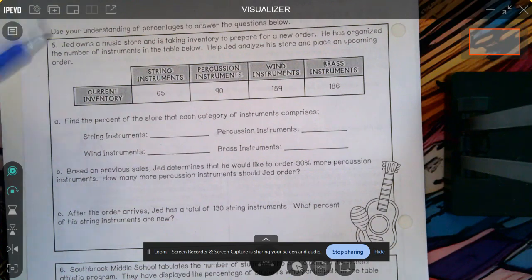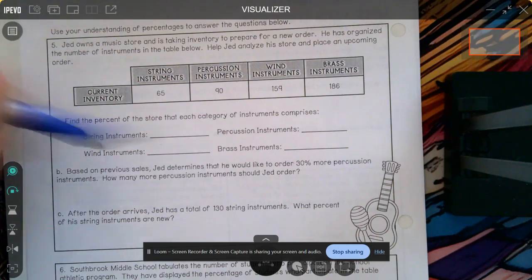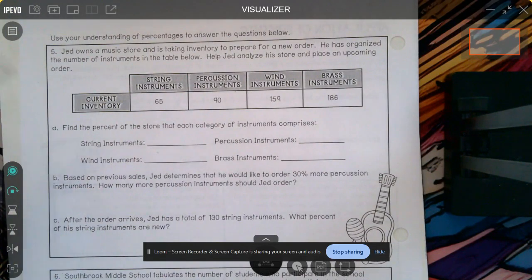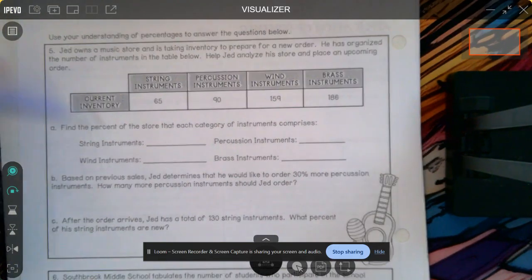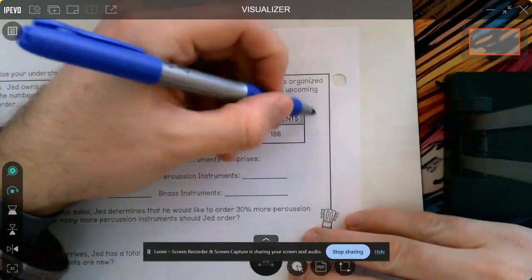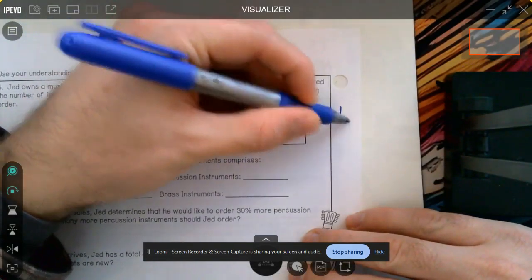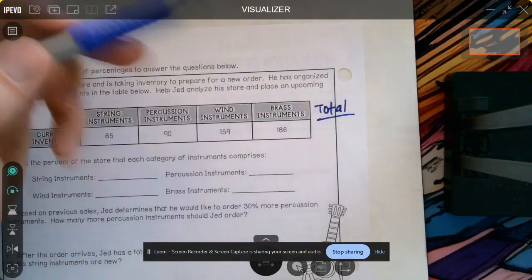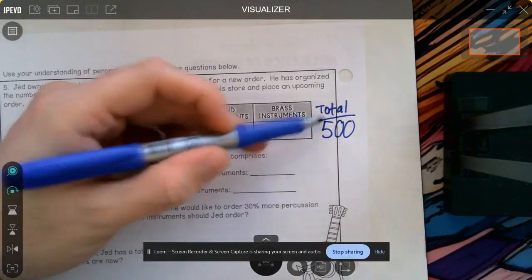All right, so you read the question. We're talking about Jed owning a music store. We're going to be finding the percentages for each of these instruments of how many instruments he owns. So first of all, if we're doing percentages, we need to know the whole number. So we need to know the total number of instruments. Go and add up these 4 different amounts of instruments and then write the total here. All right, should have gotten a total of 500 instruments.